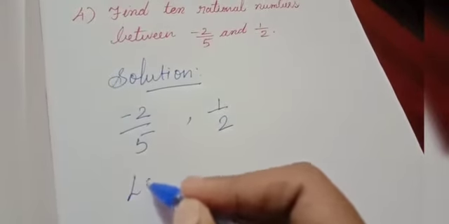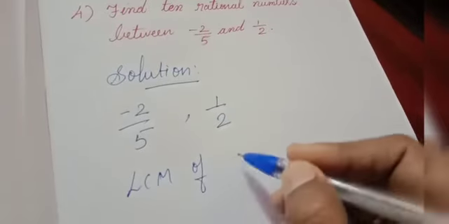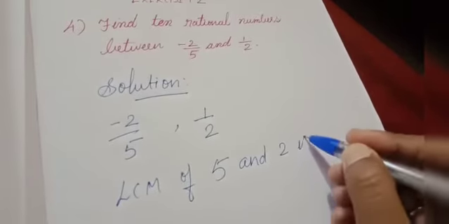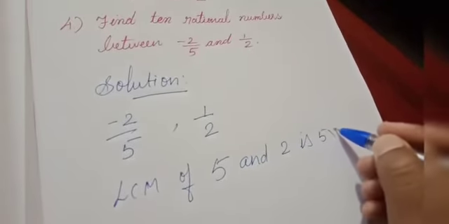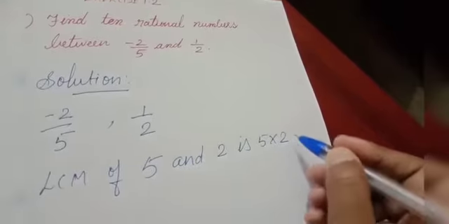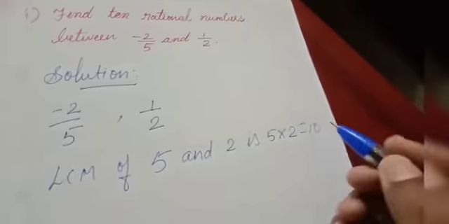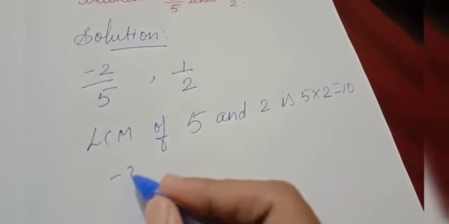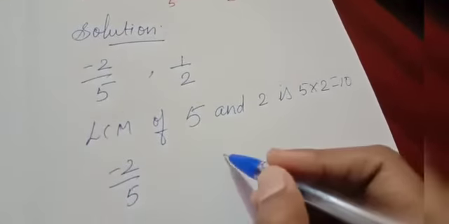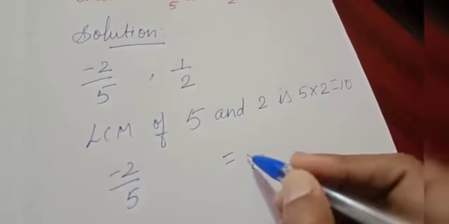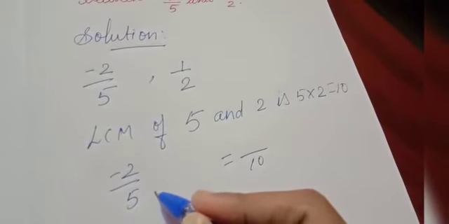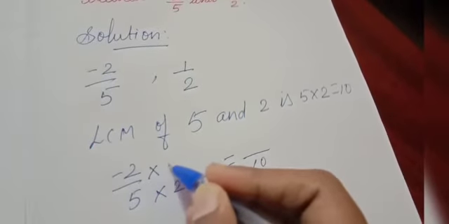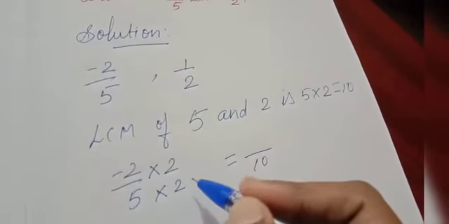So LCM of 5 and 2 is nothing but 5 into 2 is equal to 10. This is the LCM value for the denominators 5 and 2. Now take the first rational number. Here we have to bring the denominator as 10. To bring the denominator as 10, we should multiply by 2. So the numerator also we should multiply by 2. Then only it will be equivalent.